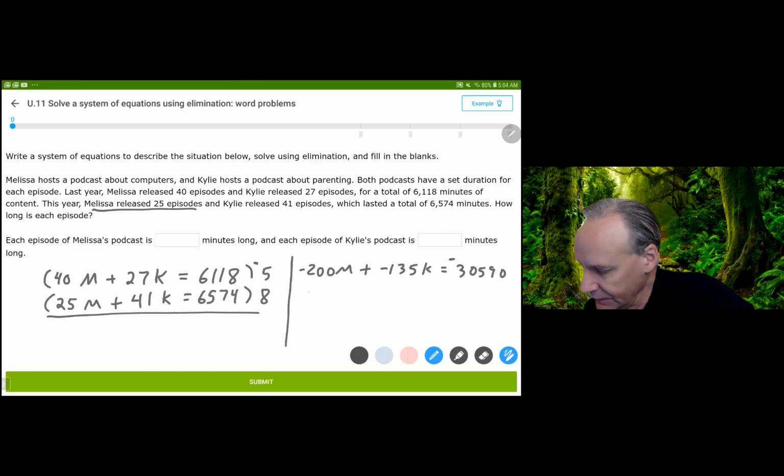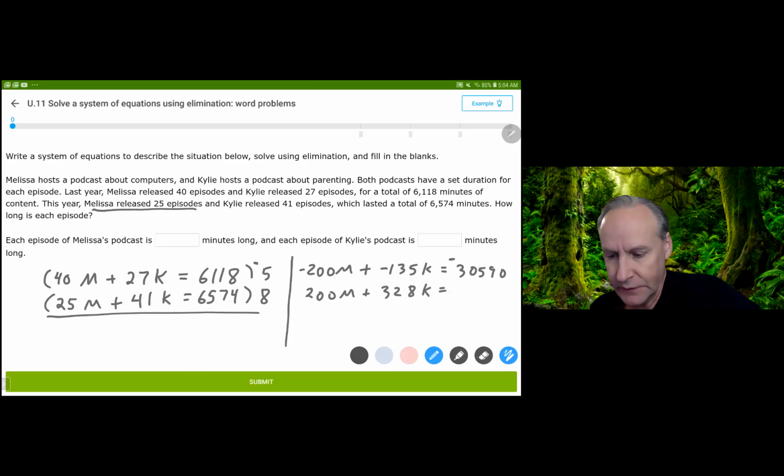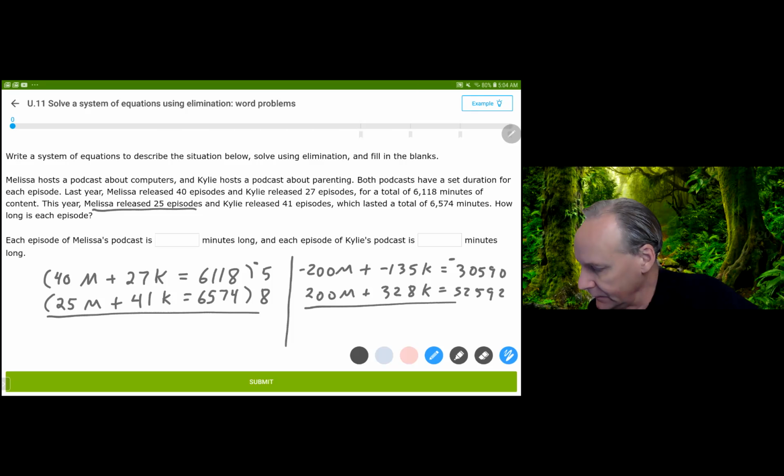And my second equation is going to be 200m plus 8 times 41 is 328k. Okay. And that's equal to 8 times 6574, which is 52,592. We have to subtract the 30,590, and we get 22,002.